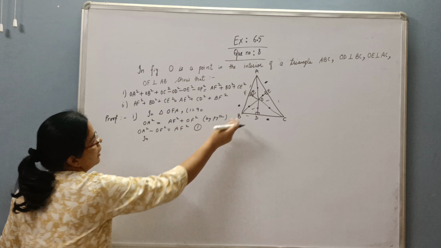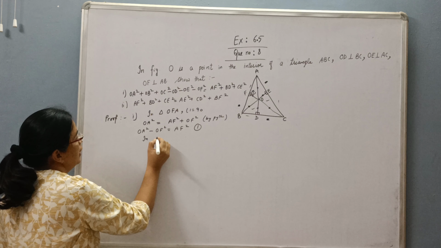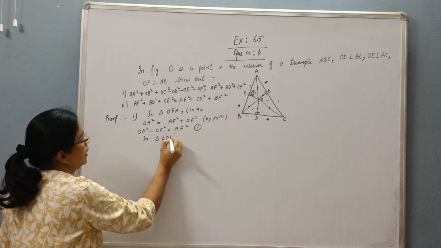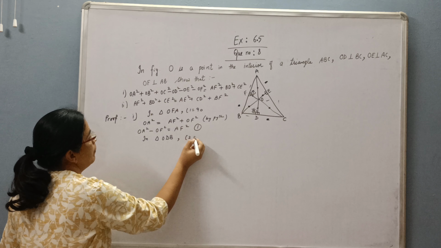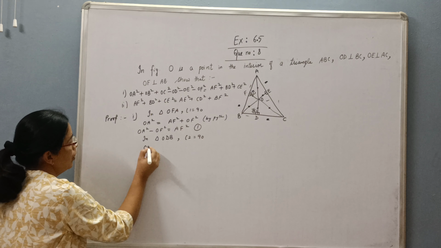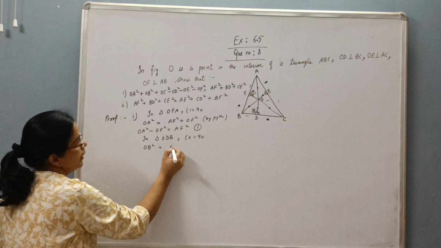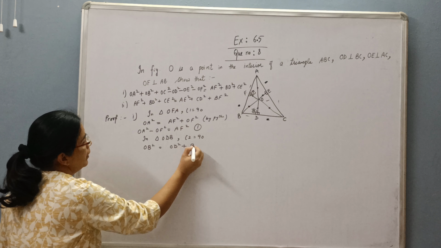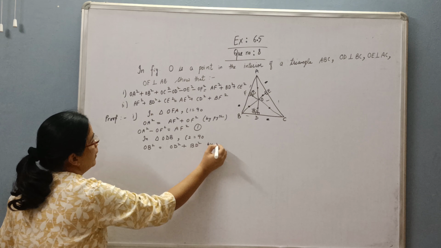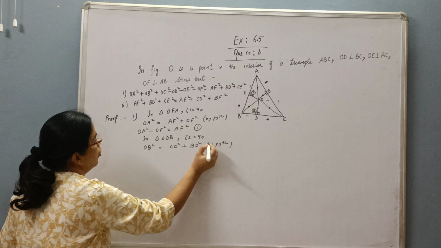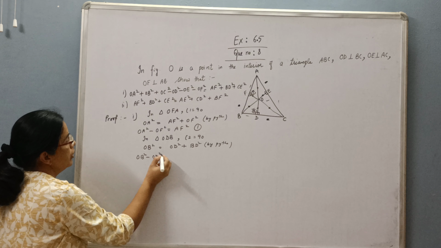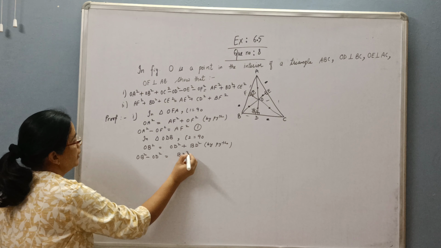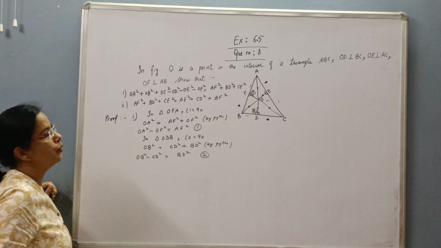Now consider triangle ODB. In triangle ODB, angle 2 is 90 degrees. So again apply Pythagoras. OB square is equal to OD square plus BD square by Pythagoras. Or you can write OB square minus OD square is equal to BD square. This is equation number 2.